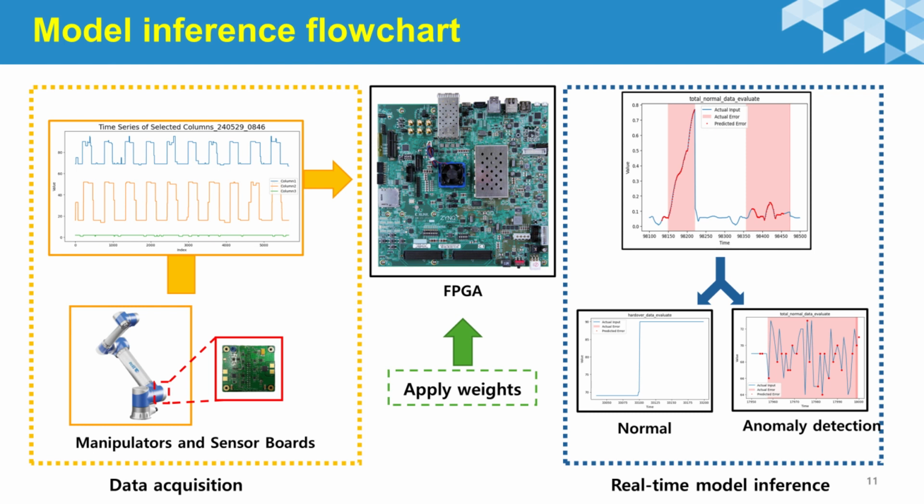Here is a flowchart of the model's inference on the FPGA. The data collection from the industrial robotic arm, on the left, is the same. However, the weights extracted earlier are applied to the FPGA to perform anomaly detection on the data being collected in real time. So the model infers if the data is normal or abnormal.